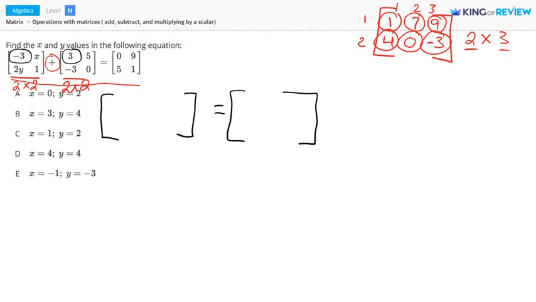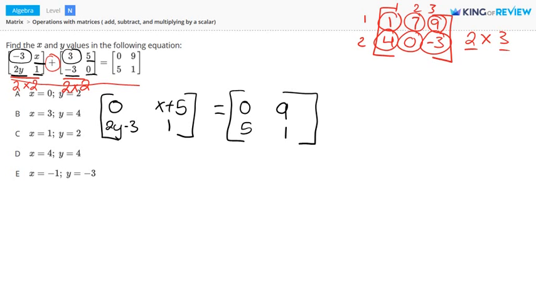So -3 plus 3, this gives us a 0. X plus 5, this is just x plus 5. 2y plus a -3, this is 2y minus 3. And 1 plus 0, this gives us a 1. So I've added these first two matrices together, and this is equal to the matrix 0, 9, 5, 1.